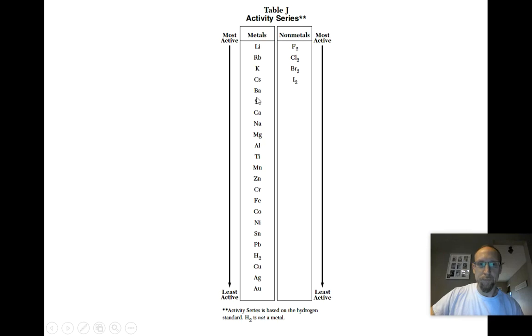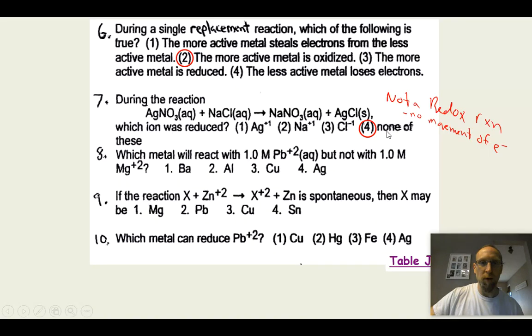So where's Pb? Here's Pb, and here's Mg. So who falls right in the middle of these guys? Aluminum, right? That's our choice there. That's our only choice that falls in between those. It's higher than Pb, so it'll react with Pb, but it won't react with Mg. So the answer there is choice 2, aluminum. The other three are not between the two.